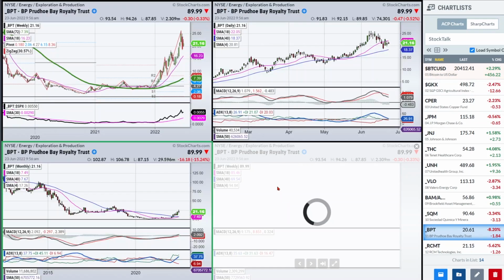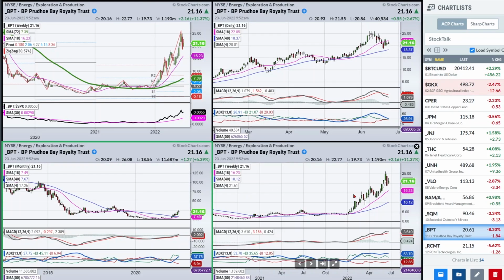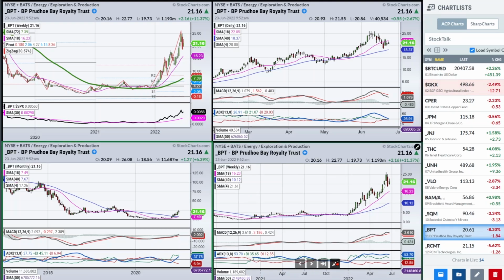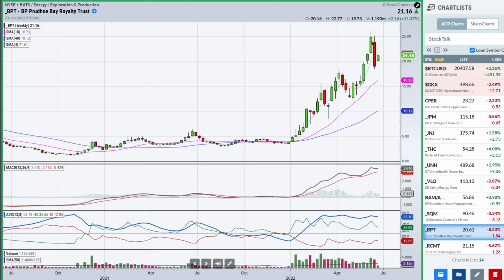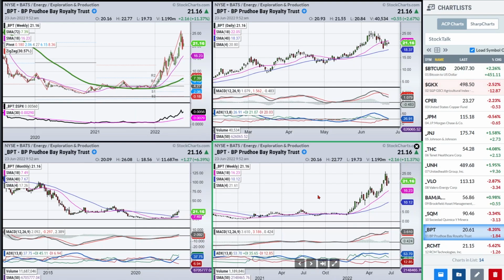BBT. Another impressive stock with a very, very strong trend in place. But look at this. On a weekly chart, look at this big red bar that came down from the peak. That's the biggest red bar we've seen. In fact, it's the biggest red bar going back a couple years. So definitely some signs of some distribution here.